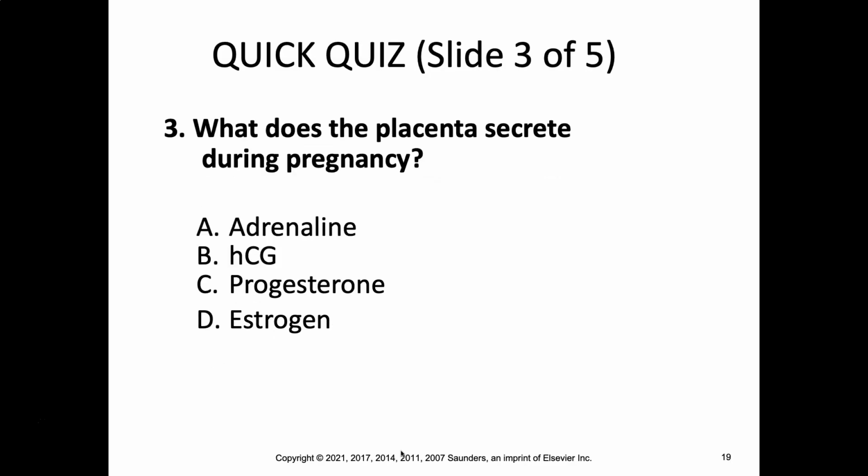What does the placenta secrete during pregnancy? Another good one. We kind of talked about that. This is a level of something that's measured, and it increases in those first few weeks of pregnancy. And it's what pregnancy tests check. Hopefully I gave you enough hints that you've got this one.